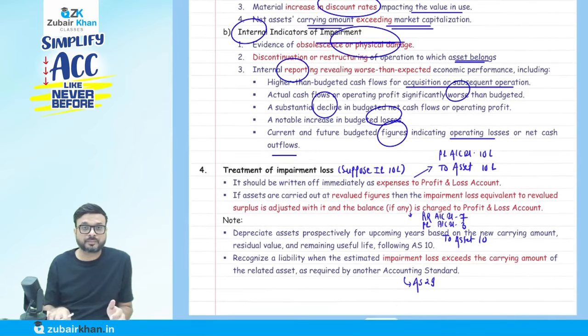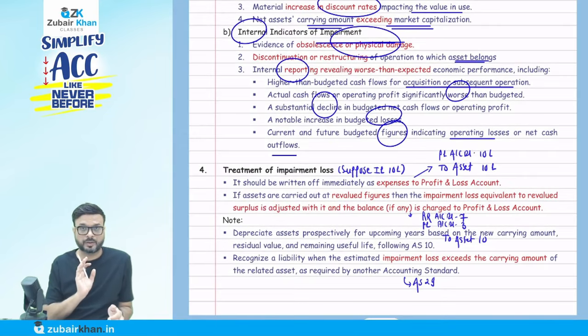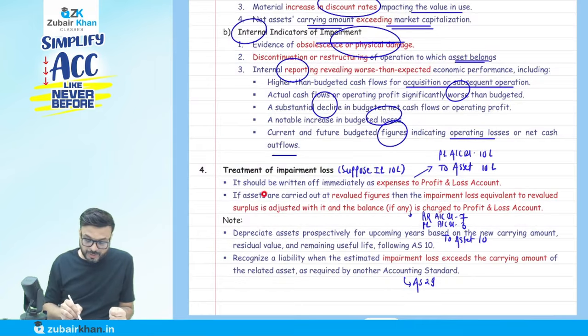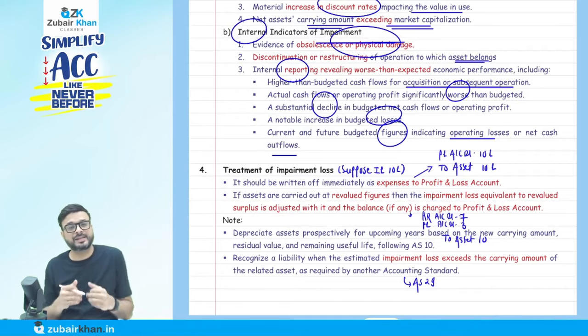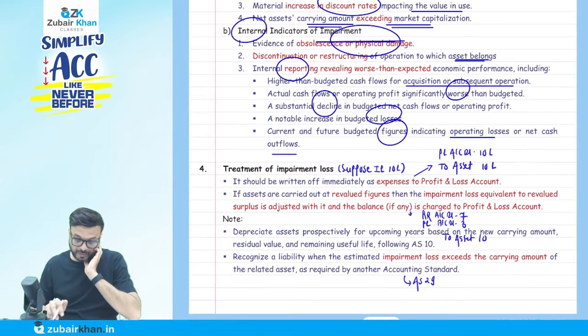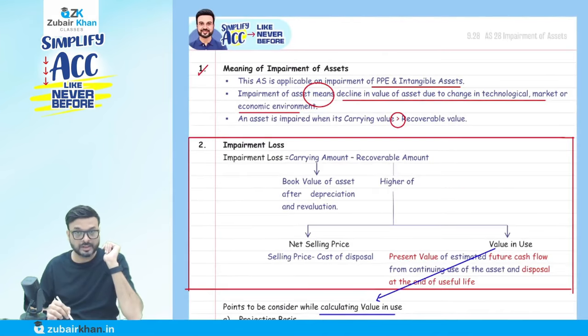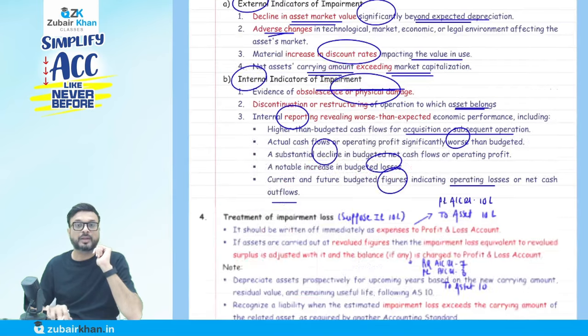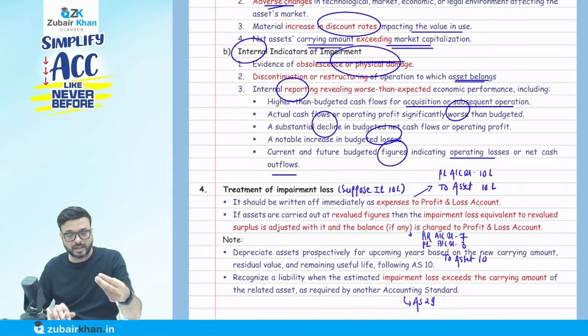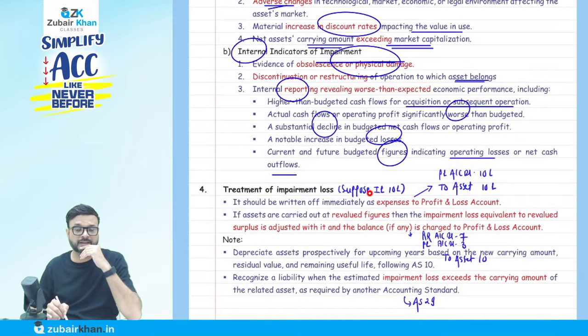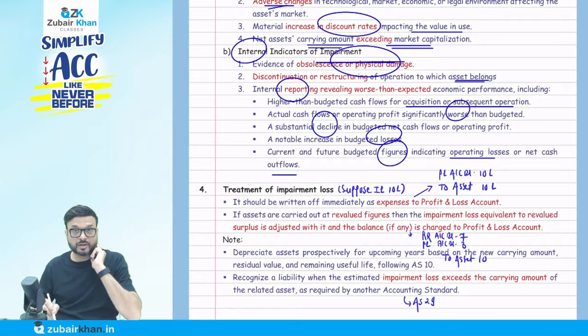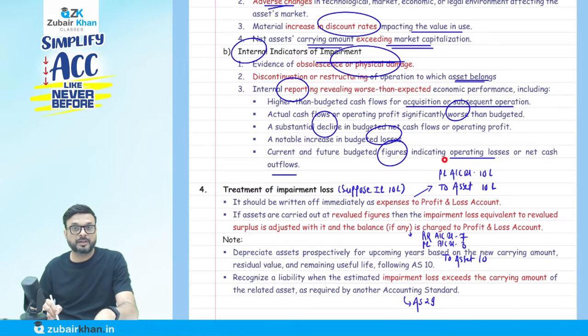Okay, now here is the treatment of impairment loss. This is also very important. It says it should be written off immediately as an expense to the profit and loss account. Let's assume I have an impairment loss of, suppose, 10 lakhs. So how do we find impairment loss? The carrying amount minus recoverable amount. Now suppose we know that the impairment loss is 10 lakh that year. What accounting entry should we pass? It is a loss. Loss should be debited to the P&L account, and the decrease in assets should be credited. So we are going to pass the entry: profit and loss account should be debited and asset account should be credited. This is the entry we pass for the impairment loss.